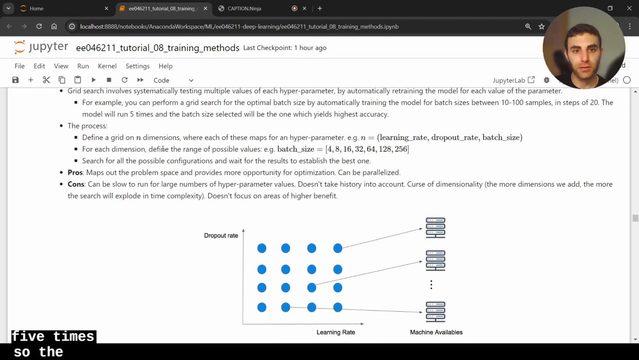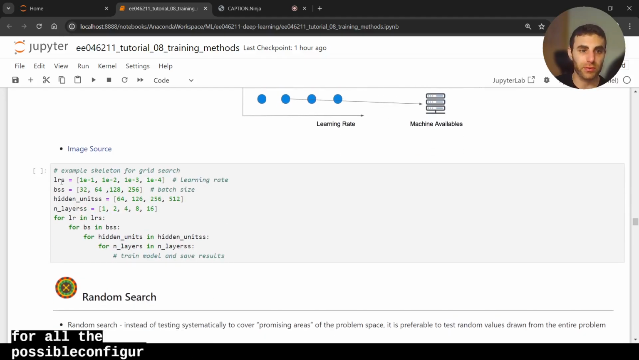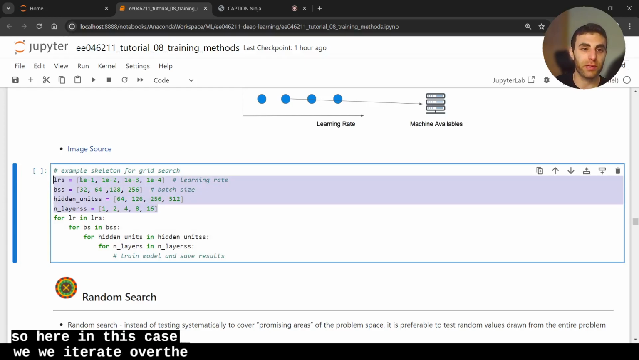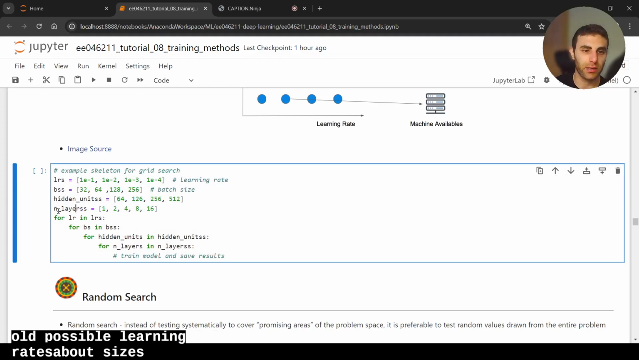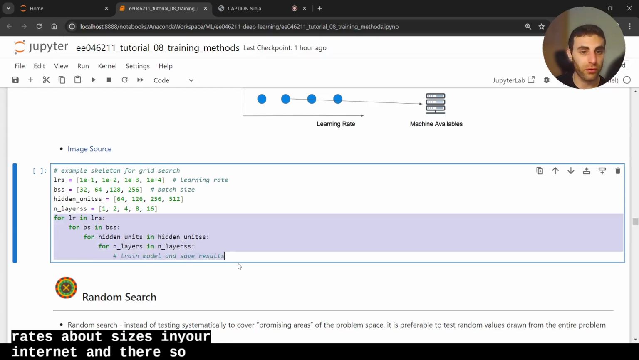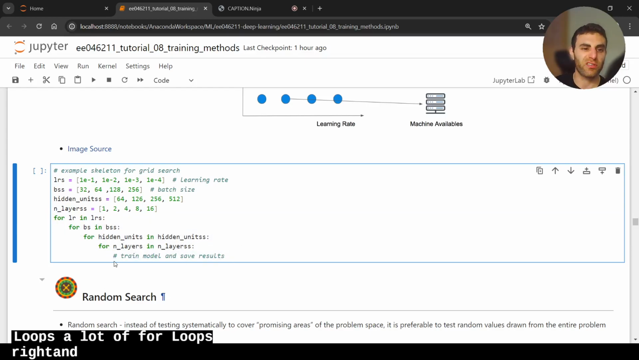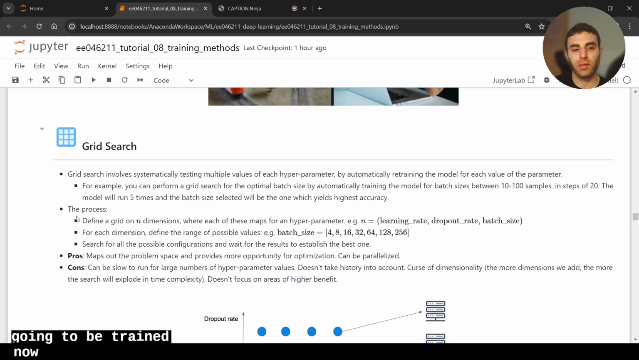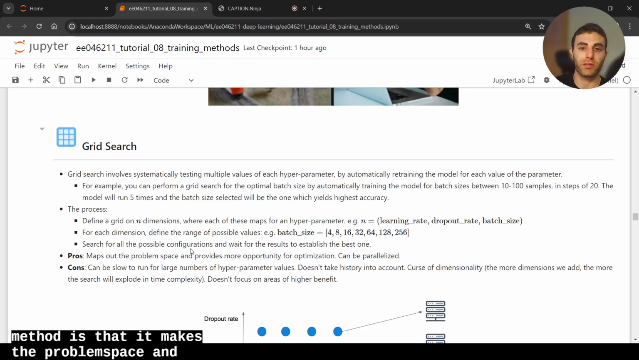So the idea is to search for all the possible configurations. Here's an example. In this case, we iterate over all possible learning rates, batch sizes, hidden units, and NLR. So a lot of for loops, right? And this means a lot of models that are going to be trained. Now, the advantage of this method is that it maps the problem space and provides more opportunity for optimization.